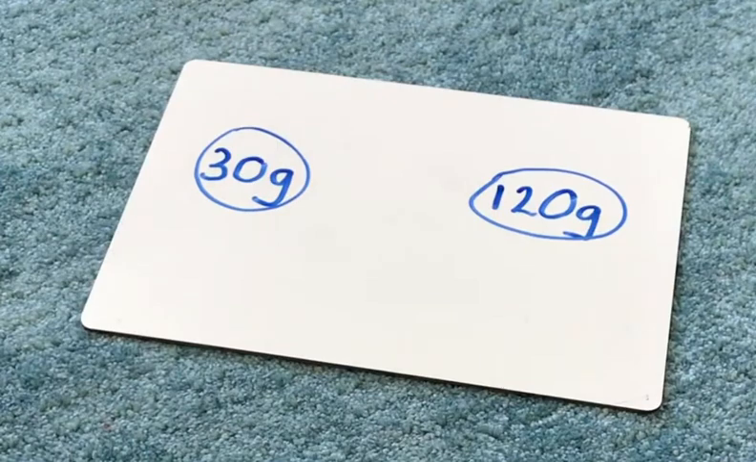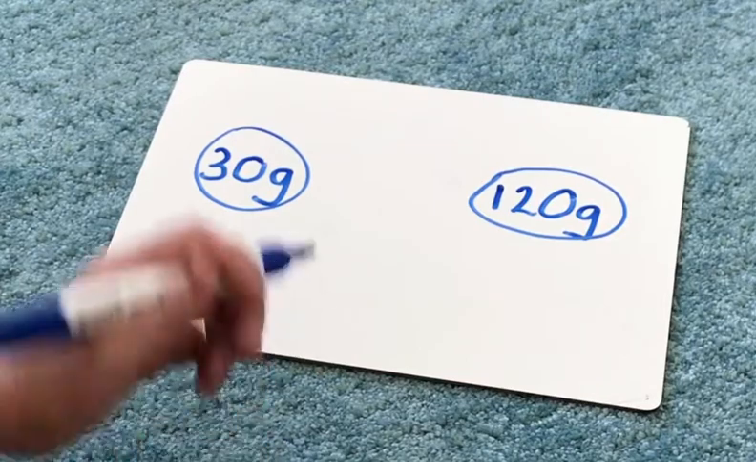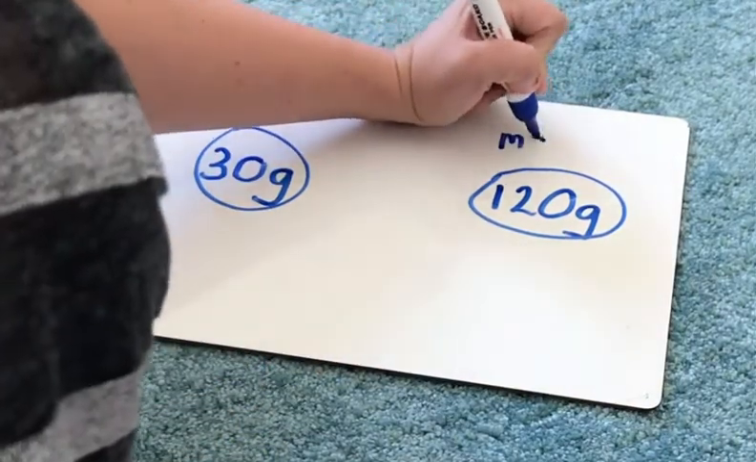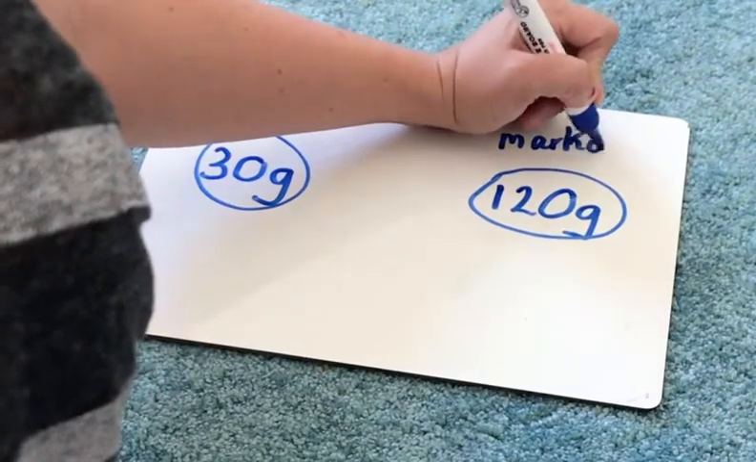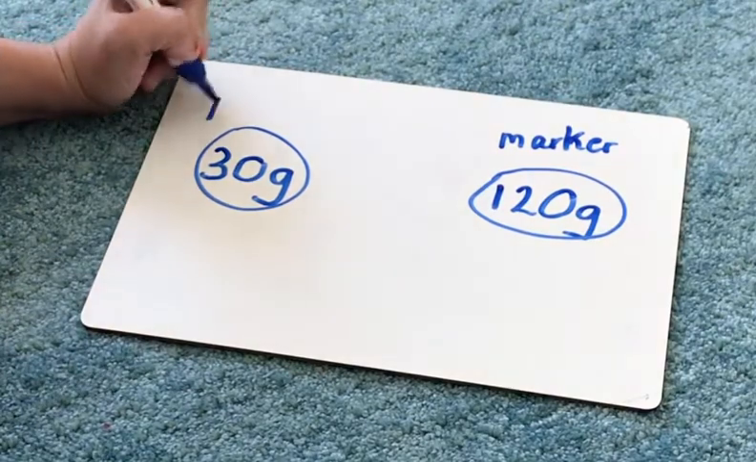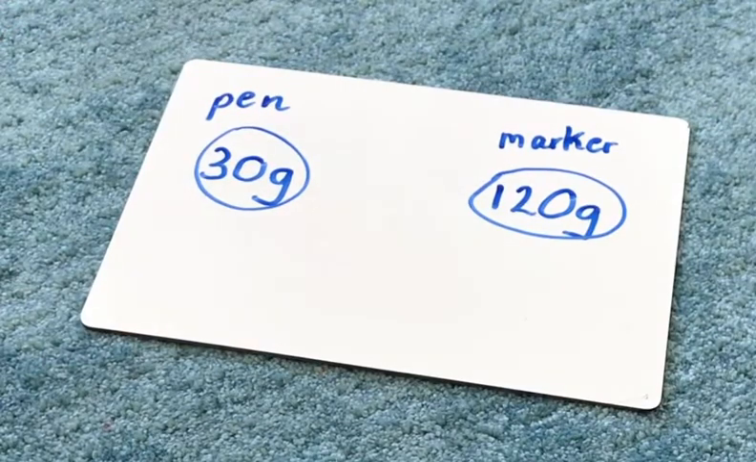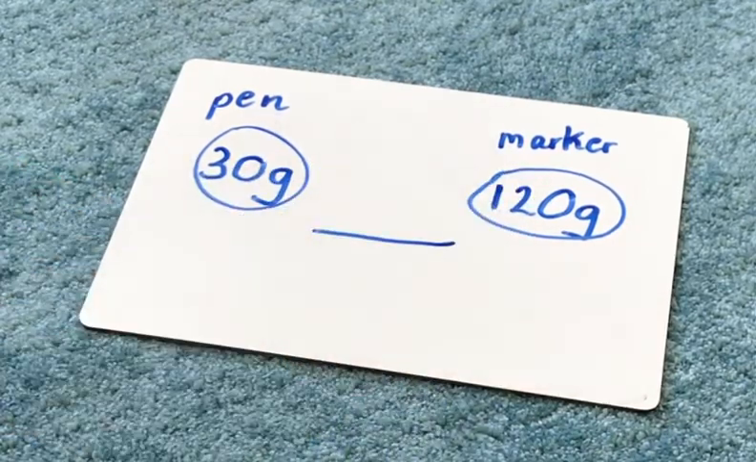Okay, now say if I had an object which I hadn't measured yet, but I know that it weighs less than this object. Let's say, it's a marker pen, okay? So it weighs less than the marker. However, it weighs more than the pencil, or the pen actually, for 30 grams. The pen. So how much do you think this object is going to weigh? Well, we know that it can be any number in between 30 and 120, okay?